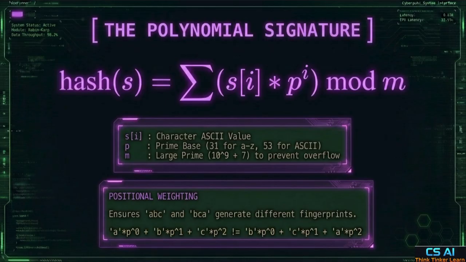Finally, we use a large prime modulo, like 10 raised to the power 9 plus 7. This is our safety net. It prevents the numbers from getting so huge that they cause a memory overflow, while keeping the chance of two different strings having the same hash incredibly low.